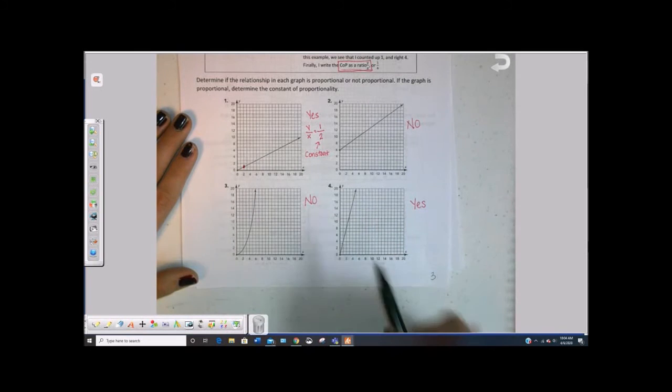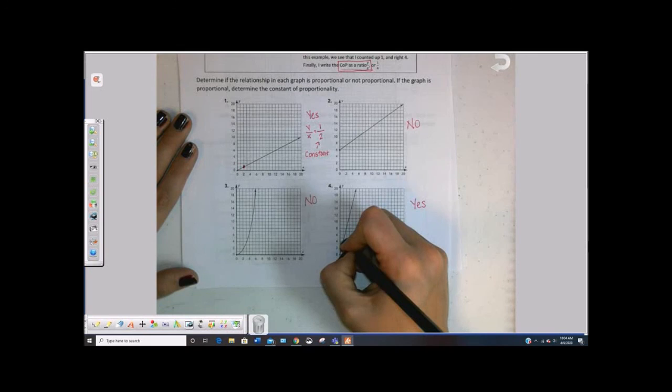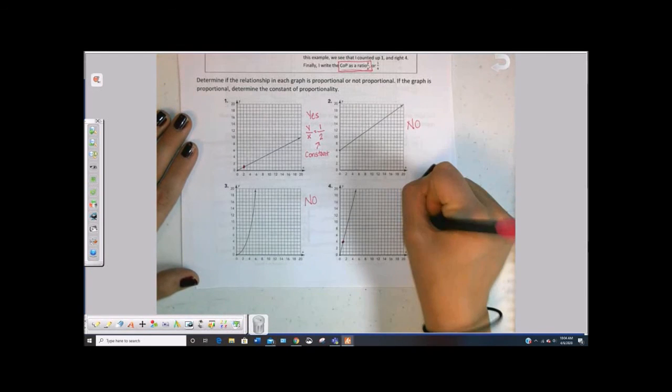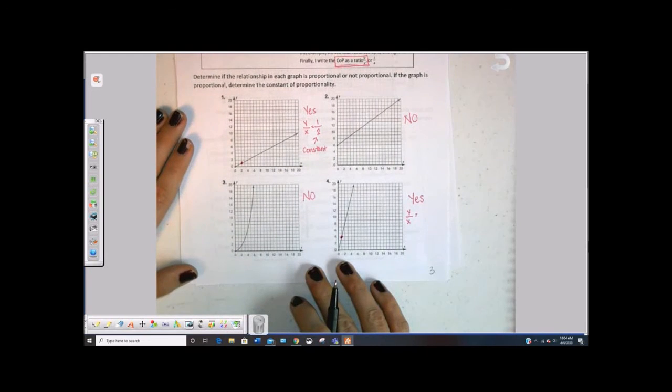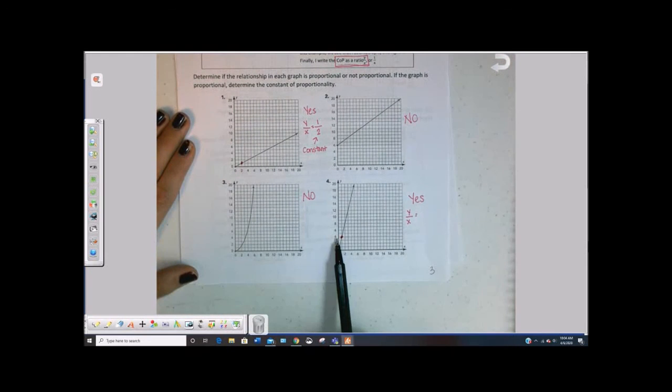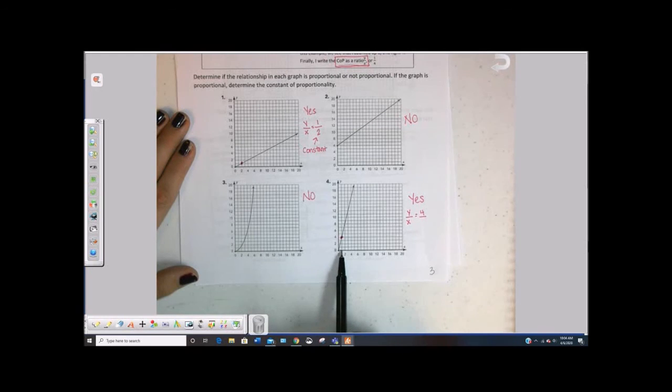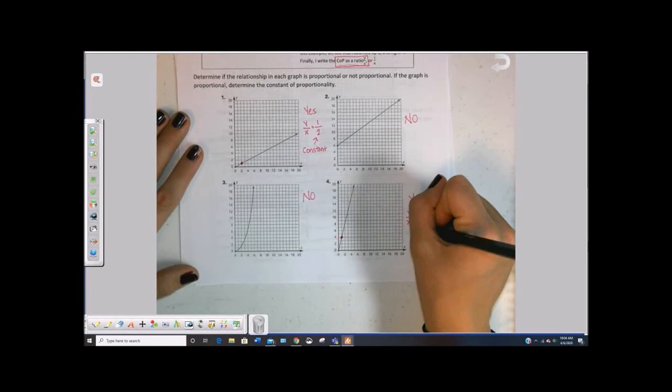For number 4, again, find that point. The point is 1, 4. But constant, remember, is y over x. So my y is 4. My x is 1. So my constant is 4 over 1.